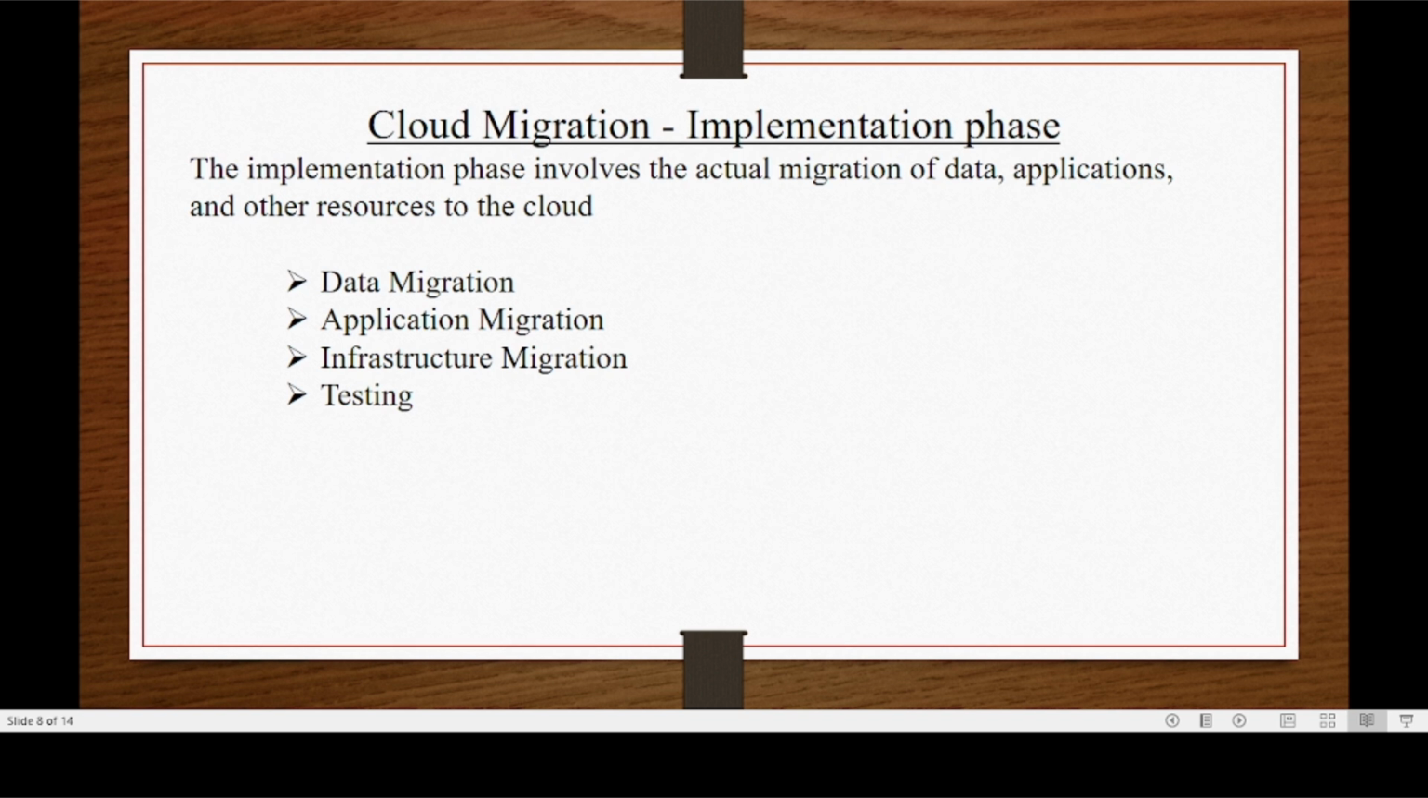In the infrastructure migration step, organizations will migrate its infrastructure to the cloud, including its servers, storage, and networking components. During the testing, organizations will test the migrated data, applications, and infrastructure to ensure that everything is working as expected, and this will finish up the implementation phase.